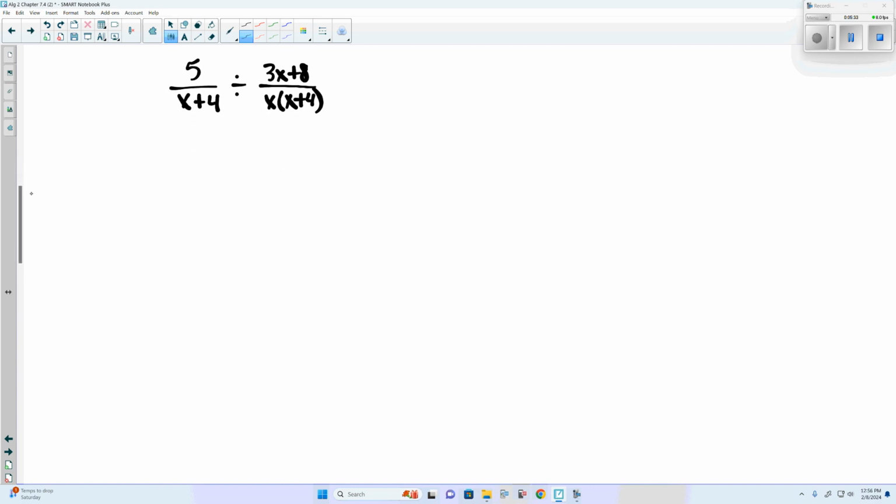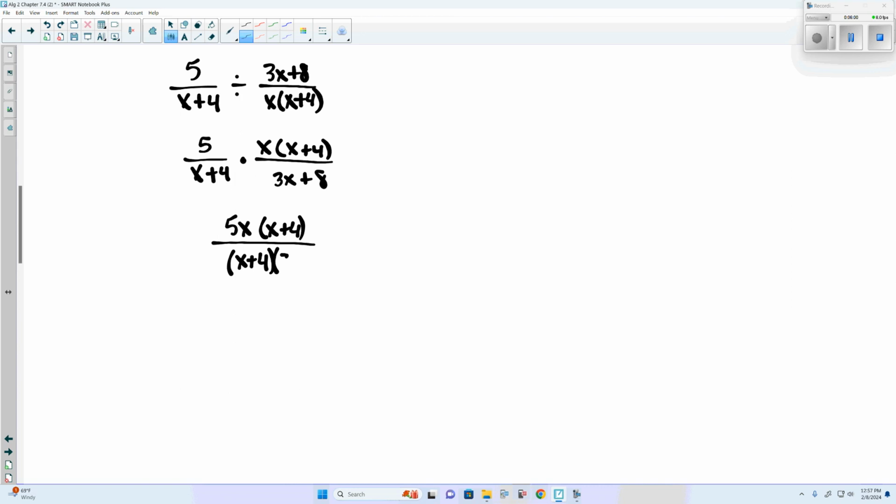Now, when we divide two fractions, we keep the first one the same, we change it from division to multiplication, and flip the second expression. And at this point here, we can multiply the two together. Our numerator, 5 times x, is 5x times x plus 4. Our denominator is x plus 4 times 3x plus 8.